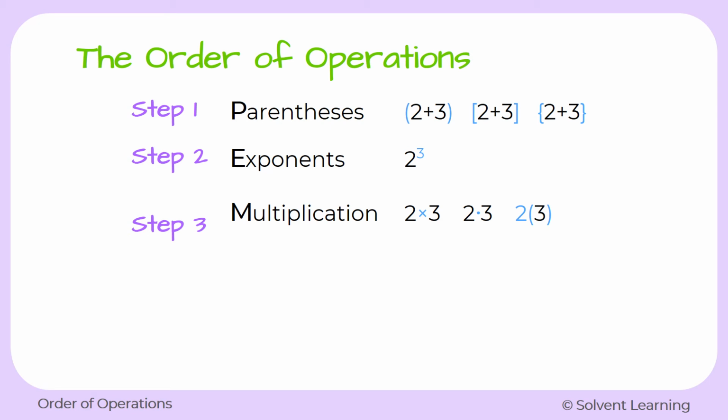Step 3 also includes division. Okay? So division can be represented different ways. We can see the division symbol, or sometimes division is also represented as a fraction. So the fraction 2/3 can also be thought of as 2 divided by 3. Now notice, step 3 includes multiplication and division. So that means when we are simplifying expressions, we're going to perform the multiplication and division during the same step.